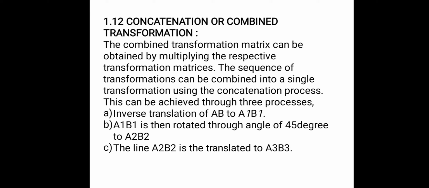Concatenation or combined transformation. The combined transformation can be obtained by multiplying the respective transformation matrices. The sequence of transformations can be combined into a single transformation using the concatenation process. This can be achieved through three processes. Inverse translation of AB to A1B1 matrix. A1B1 is then rotated through an angle of 45 degrees to A2B2 matrix. The line A2B2 matrix is then translated to A3B3 matrix.